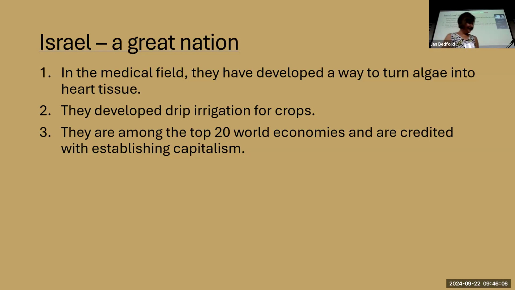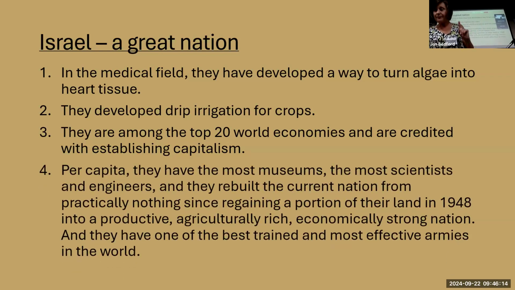How about that? All right, and I know you won't get all of these written down. So if there's anything that you find that you think is an interesting point, feel free to write it. Look at number 4. Per capita, they have the most museums, the most scientists and engineers, and they rebuilt the current nation they have from practically nothing since regaining a portion of their land in 1948. And they've turned it into a productive, agriculturally rich, economically strong nation. And they have one of the best trained and most effective armies in the world.